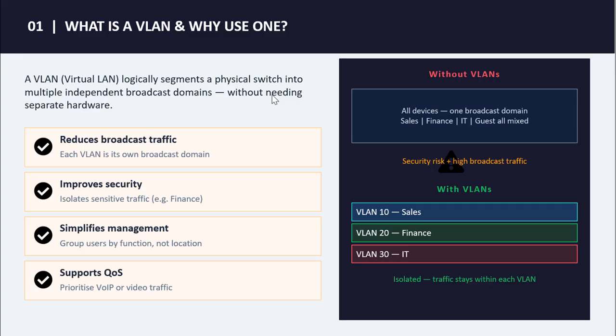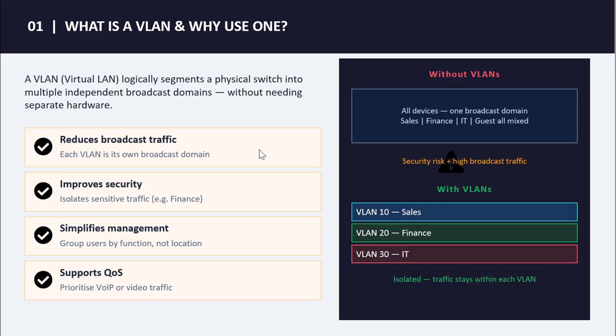If someone on the guest Wi-Fi gets compromised, they can potentially reach your finance servers. So VLANs can fix this. You can divide one switch into isolated segments. VLAN 10 for sales, VLAN 20 for finance, VLAN 30 for, let's say, IT. Traffic in VLAN 10 cannot reach traffic in VLAN 20.